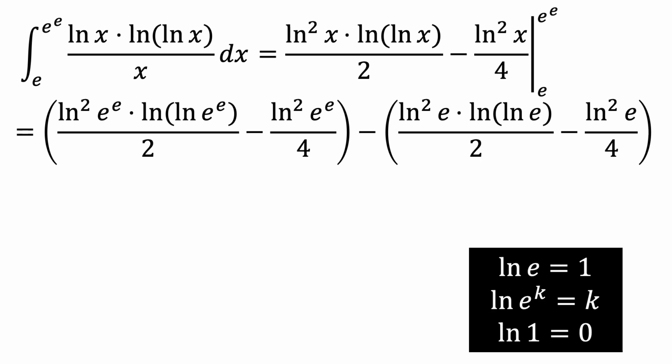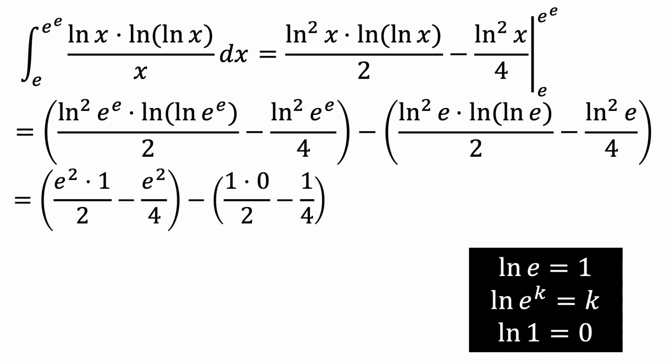Recall from algebra that the natural log of e is simply 1, and that the natural log of e to the k is simply that number k. Therefore, the natural log of e to the e will simply be e. And recall also that the natural log of 1 is equal to 0.